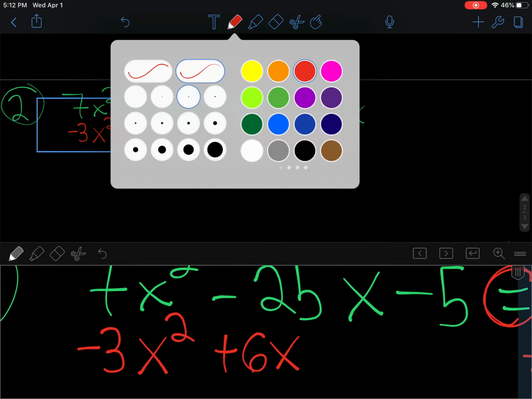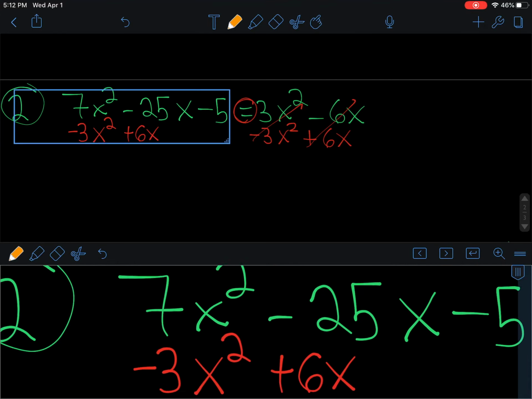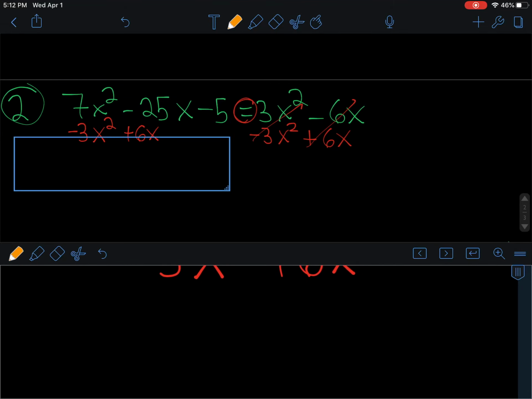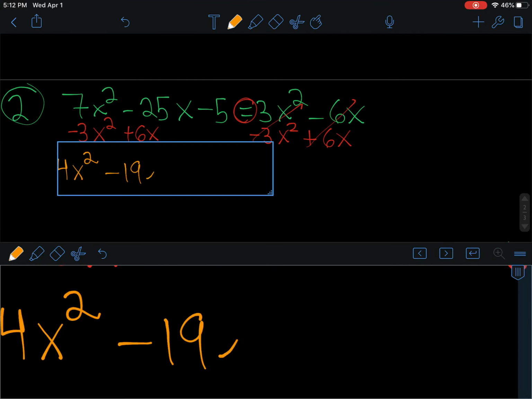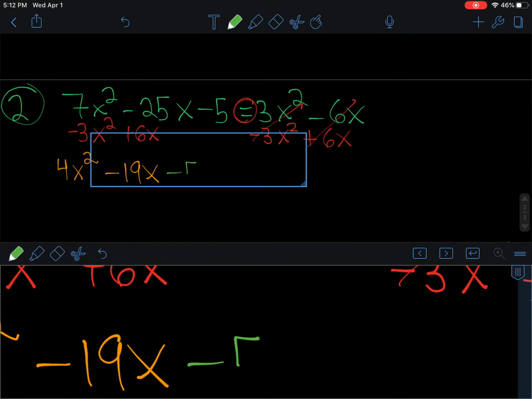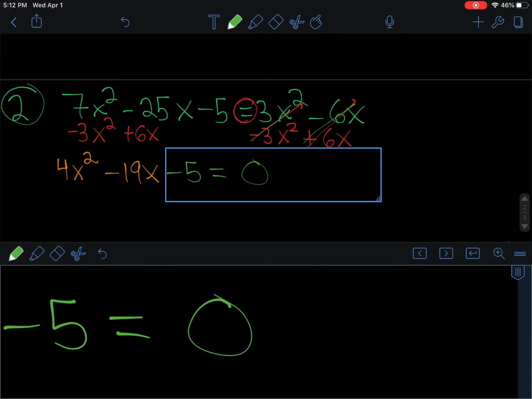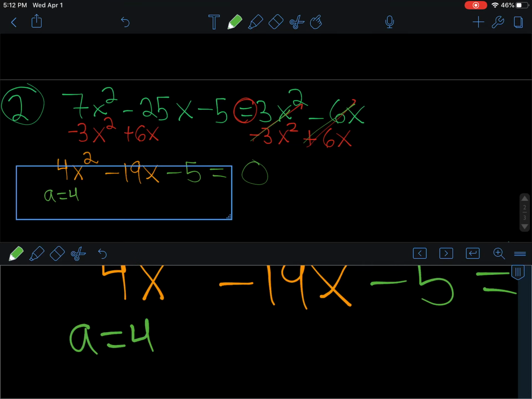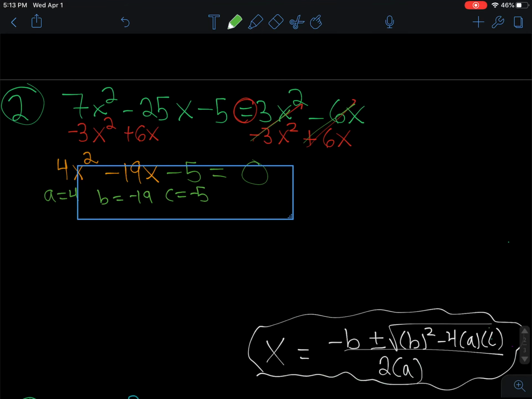Then this is when, since these are like terms because they have the x squares, this is when you can combine like terms now. So what is 7x squared minus 3x squared, or 7 apples minus 3 apples? Well, that will be 4 apples, or 4x squared. And then negative 25x plus 6x, be careful, it'd be negative 19x. So I'm just combining like terms there. And then I'm just writing the rest. So minus 5 equals, again, everything cancels out over here, so you have 0 on one of your sides, which is what you want. So in this case, my A is 4, my B is negative 19, my C is negative 5. And again, all you do from there is just plug it into the formula.